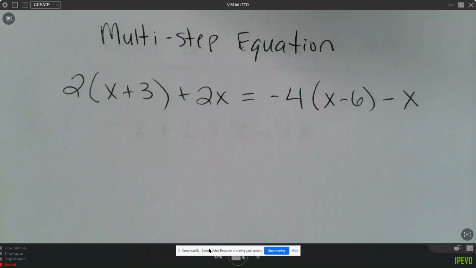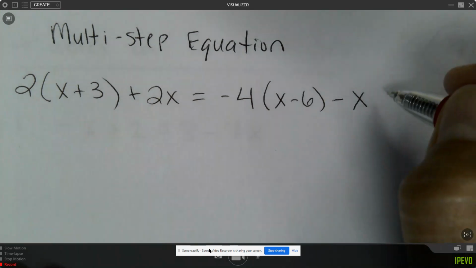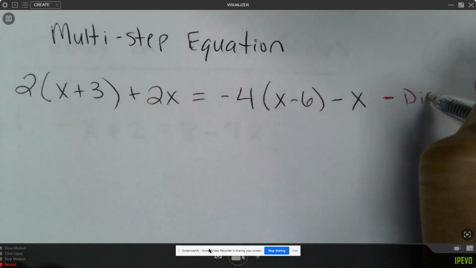All right, so this is the multi-step equation. I'm going to show you how to think through a hard equation, and then we'll do some easier ones. When you're doing a multi-step equation, the first thing you have to do is find the parentheses. Parentheses are always first, and when you have parentheses, you want to use the distributive property. So the first thing we're going to do is distribute.